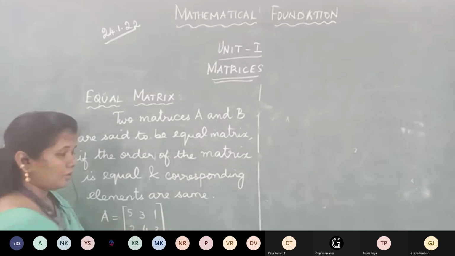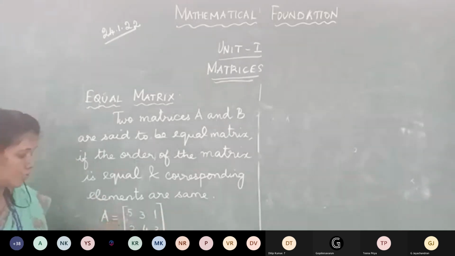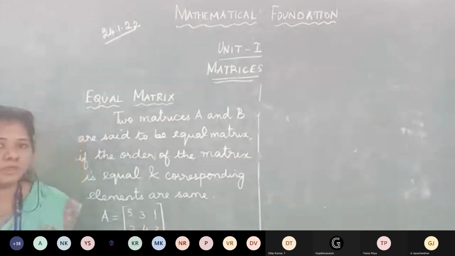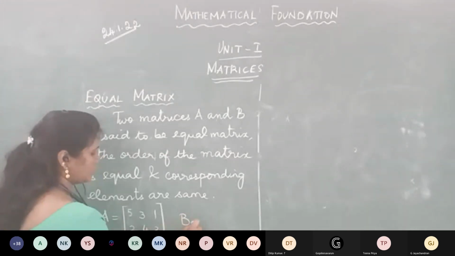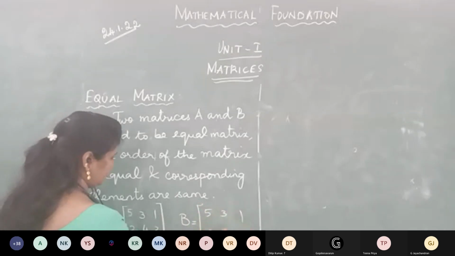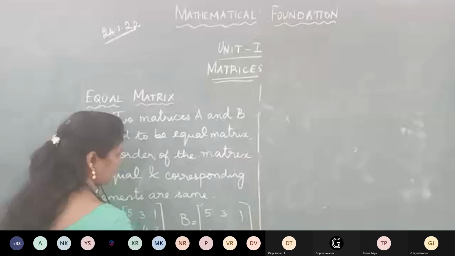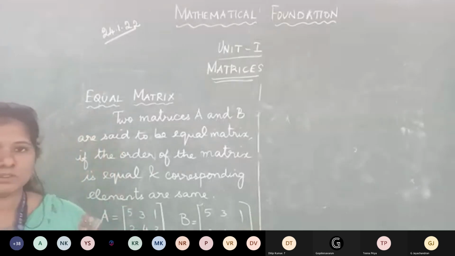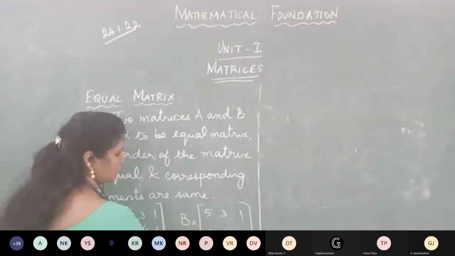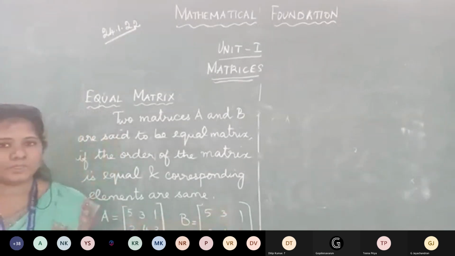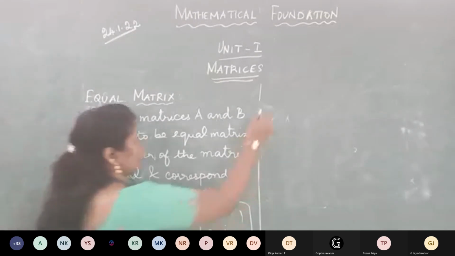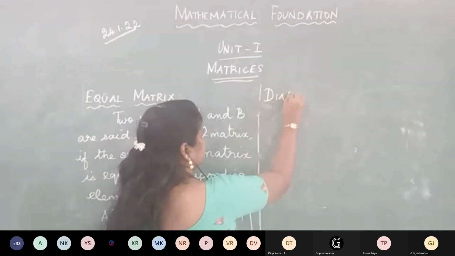So this is of order 2 cross 3, with 2 rows and 3 columns. Your B matrix will also have the same terms 5, 3, 1, 2, 4, and 3. If it got the same thing, then it is called the equal matrix. It has also got two rows and 3 columns, and the same elements have been repeated. If it is repeated, then it is an equal matrix. Then we will go on to diagonal matrix.